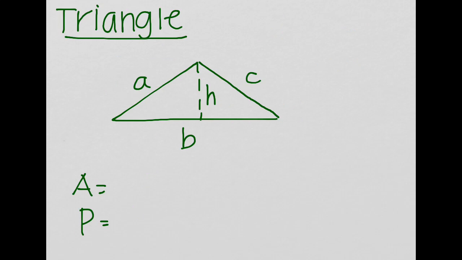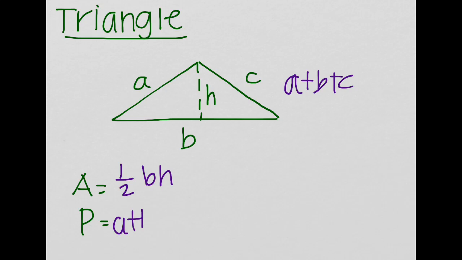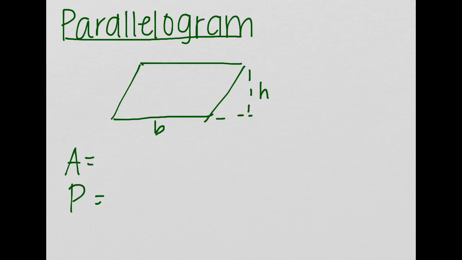Okay? Now the area of a triangle is half base times height. So the area of a rectangle times half. Okay? And the perimeter in this case is a plus b plus c. Okay, so a plus b plus c.